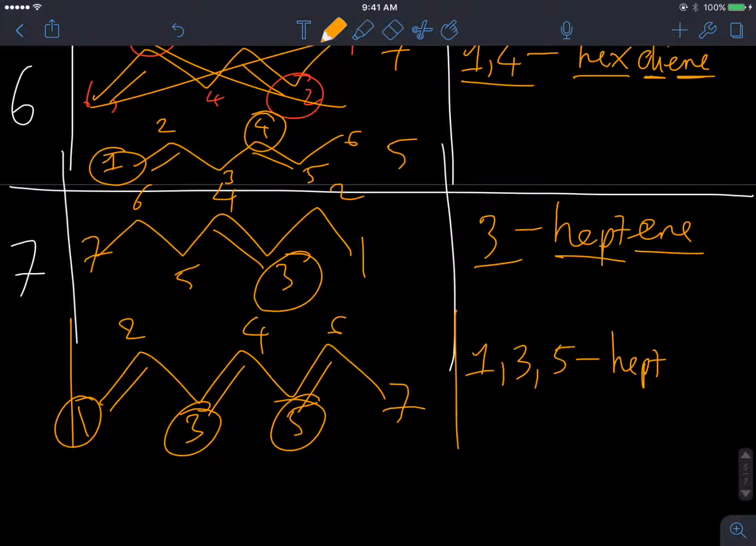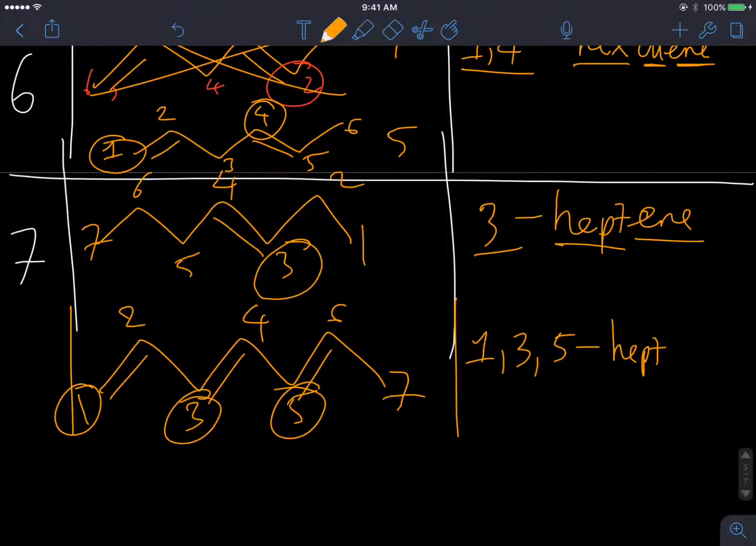Hept. Triene. It's a little bit different. Instead of hept only, put another letter A right there. Hepta. It means heptatriene.